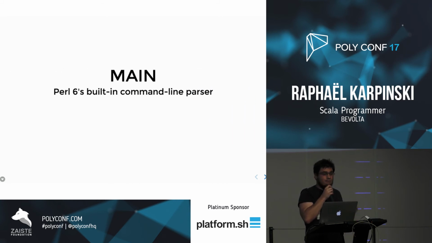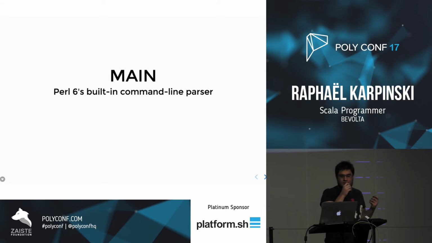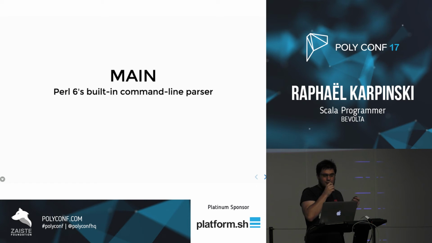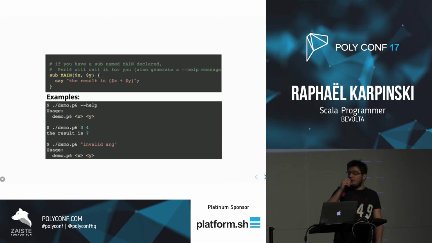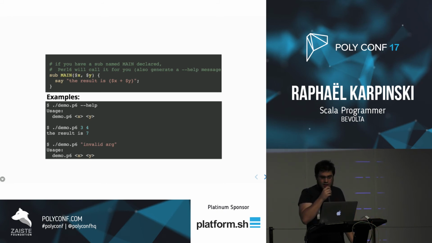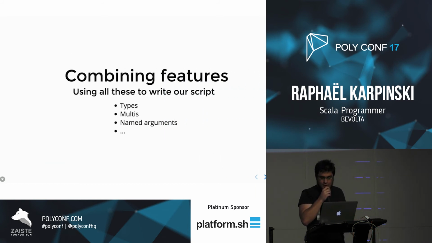Now let's get to writing the script. Our entry point will be main, which has a built-in command line parser. You don't have to do everything yourself or use opt parse or any weird libraries like that. So if you say sub MAIN, that's in all caps, MAIN, Perl 6 will automatically generate your help message as well as fill your arguments.